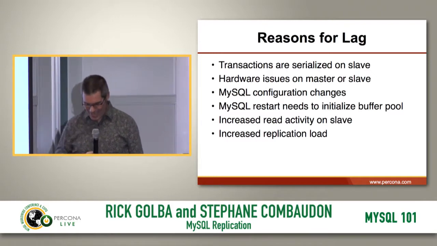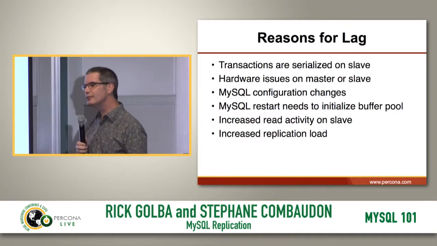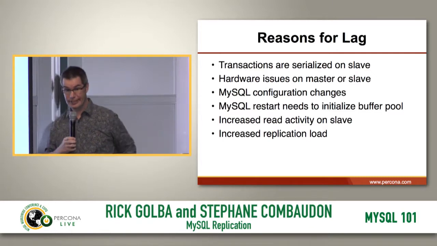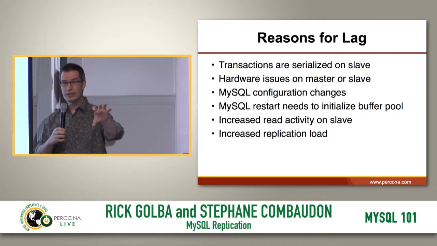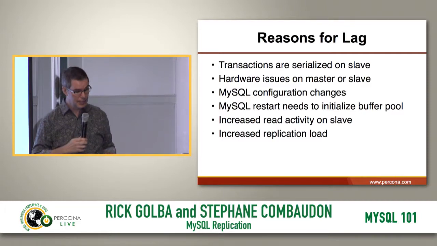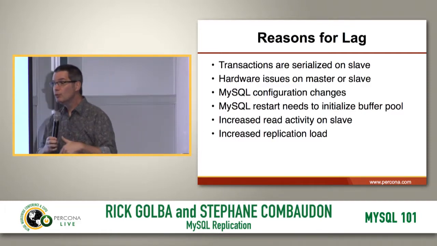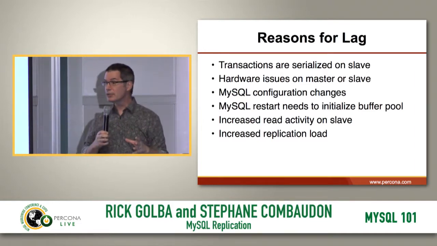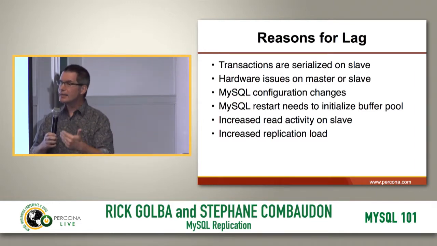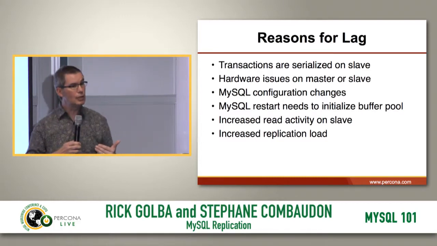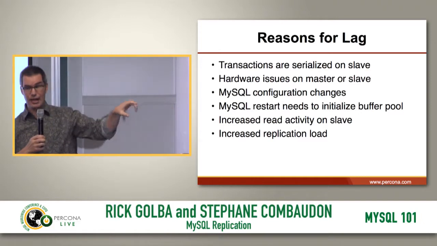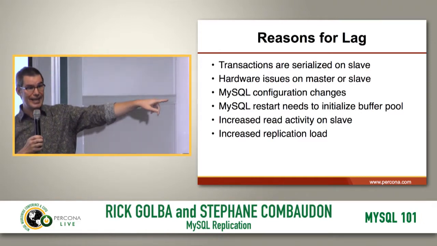Another one is a MySQL restart needing to happen, and we need to reinitialize the buffer pool. So we've got that slave, or potentially the master, doing some other work, and it says, you know what? Everyone else got to wait. So you get a little bit of lag in that situation. And then, of course, the other two would be increased activity on the slave or increased activity on the master. If you have a lot more read activity on the slave, now your slave is getting a little overburdened. And it says, I'm going to honor those read requests, and that replication stuff, yeah, I'll get to it. I'll get to it when I can.